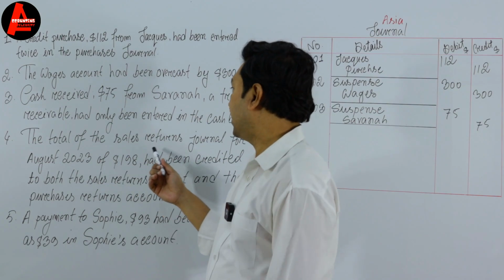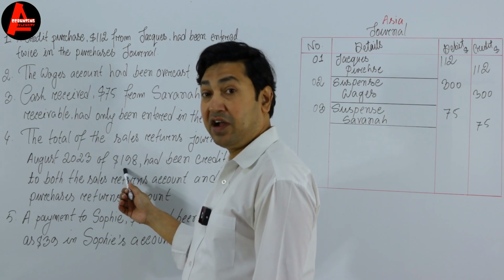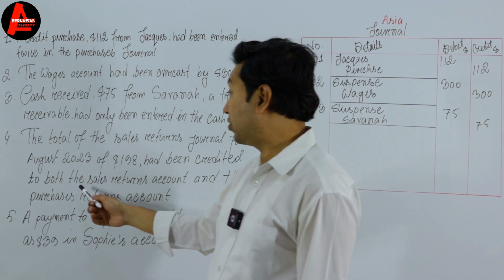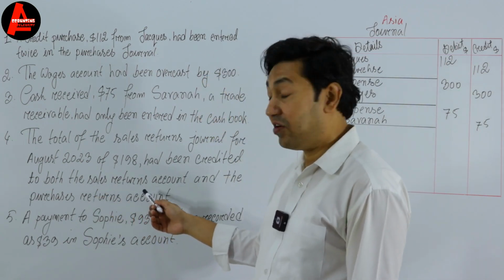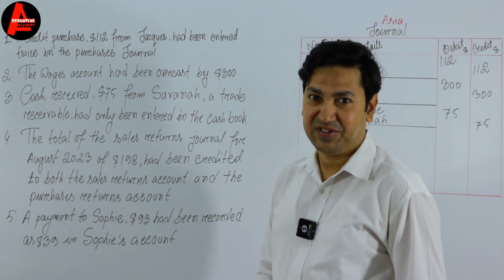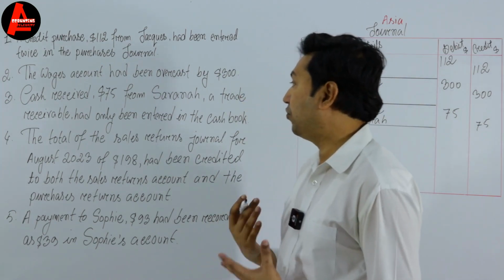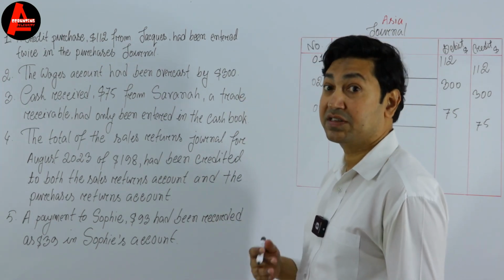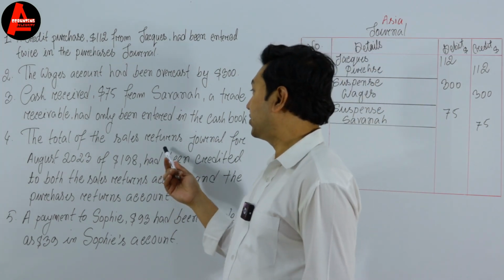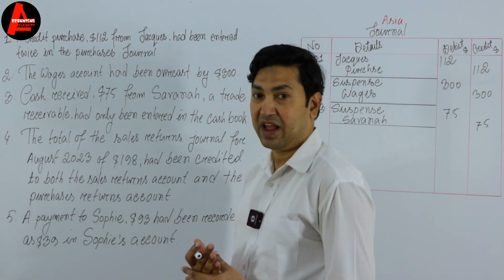The total of the sales returns journal for August 2023 of $198 had been credited to both the sales returns account and the purchases returns account. So here it is sales returns journal. Okay, so what is the normal journal, meaning the correct journal, what was supposed to be? So here sales returns supposed to be debited. Yeah, it is a normal debit account.